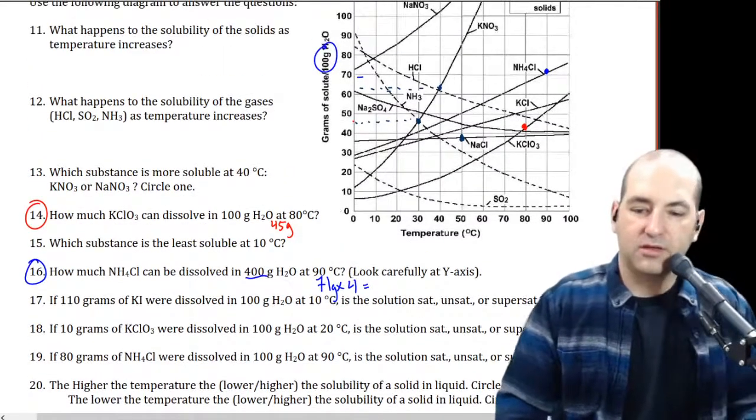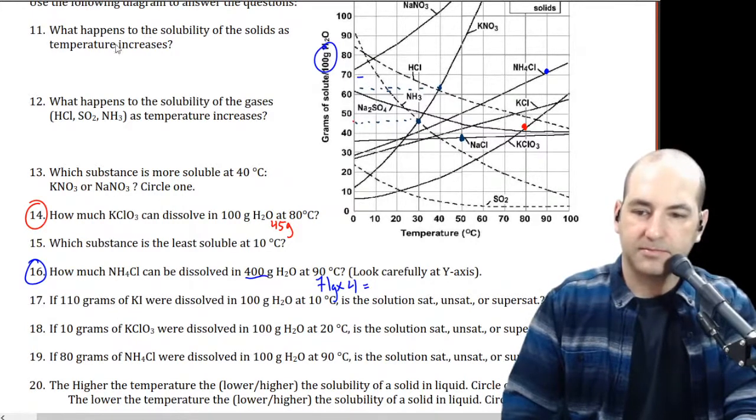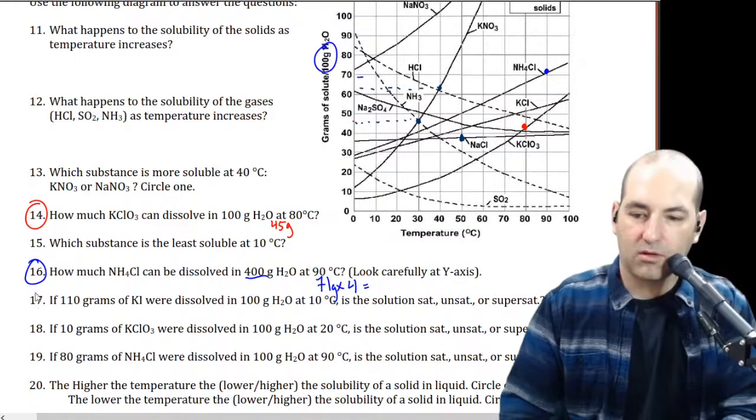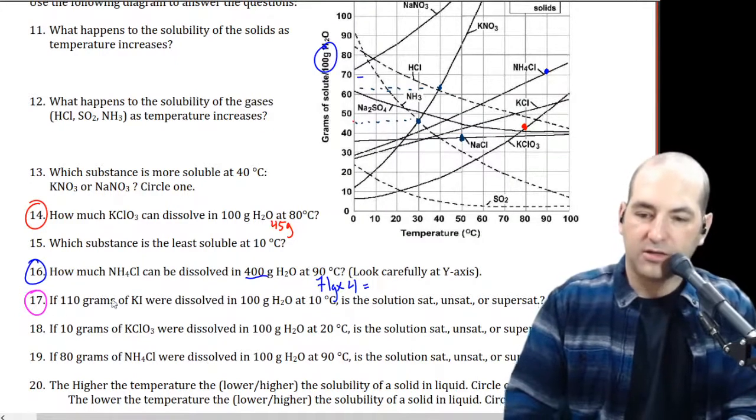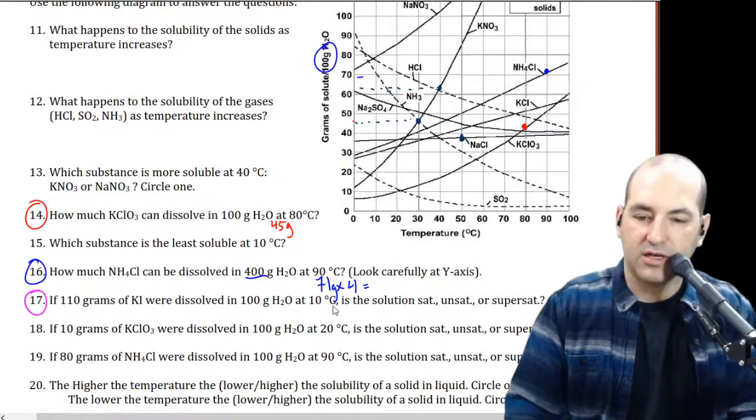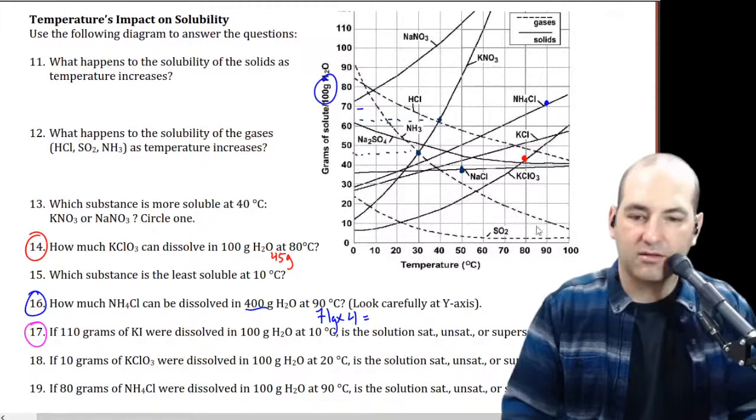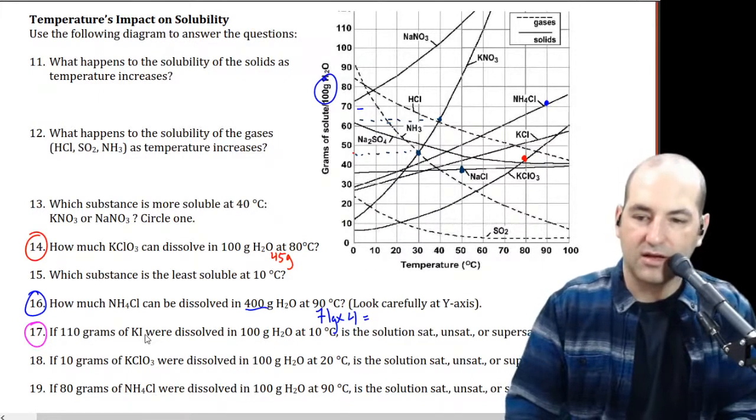All right. And then let's do one of these saturated versus unsaturated ones. If 110 grams of KI were dissolved in 100 grams of water at 10 degrees C, is the solution saturated, unsaturated, or supersaturated? So we've got to find our KI, which is not on the list. I think that's a typo. I think this is supposed to be KCl.